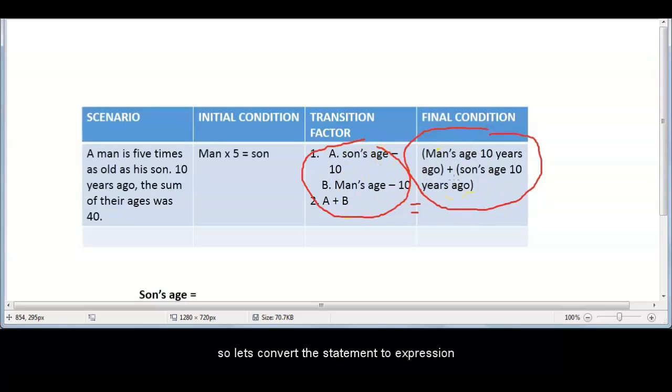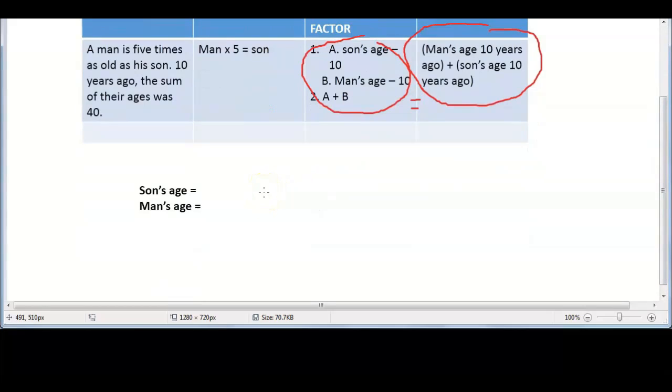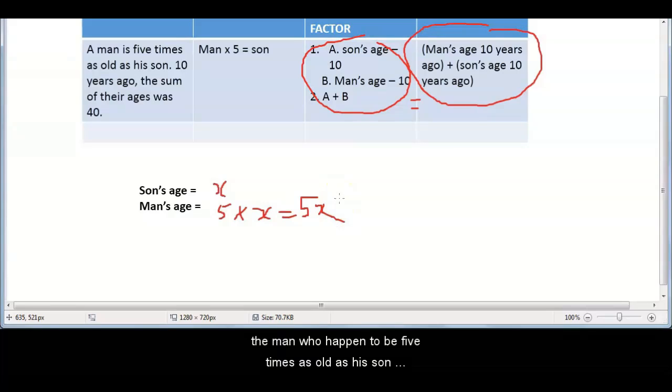So let's convert the statements to expressions. Okay, let's start from here. The initial condition. The son's age is X. It is unknown. Presently, the son is X years old because his age is unknown. The man's age should be 5 multiplied by X because he's 5 times as old as his son, which is the same thing as 5X. The man who is 5 times as old as his son should be 5 times X years old. That's 5X. That's their current age.